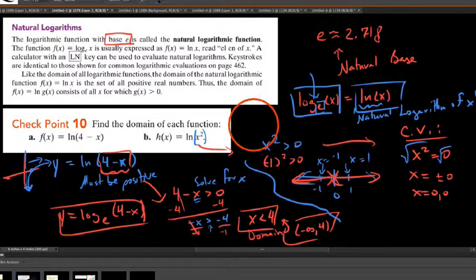Now I wouldn't say 0, and the reason why is because if we square 0, 0 is not greater than 0. So we'd say it's all real x values except for 0 itself. So we say the domain of this function right here, I'm going to write it up over here, the domain would be negative infinity to 0, but don't include 0, and that's in union with 0 to infinity.